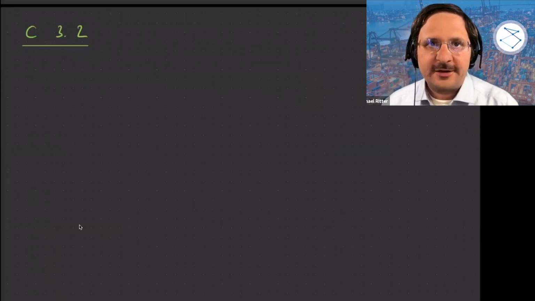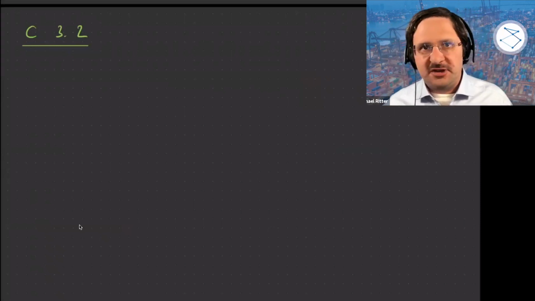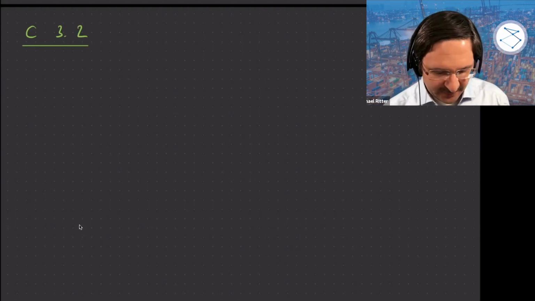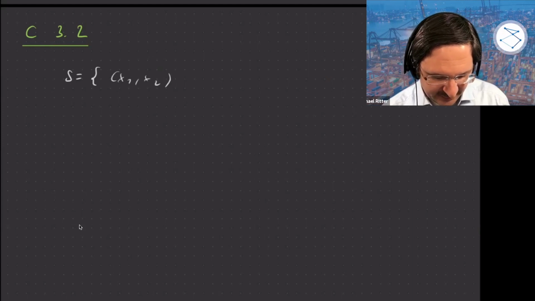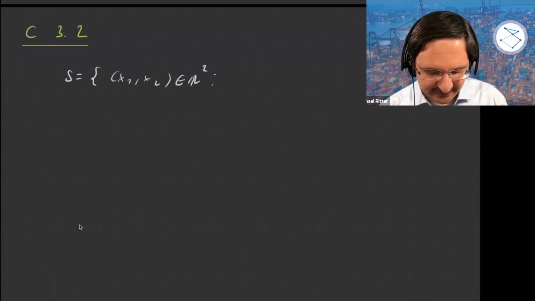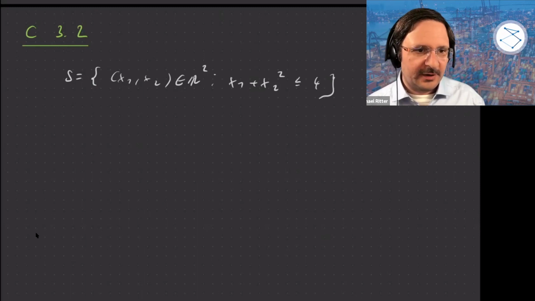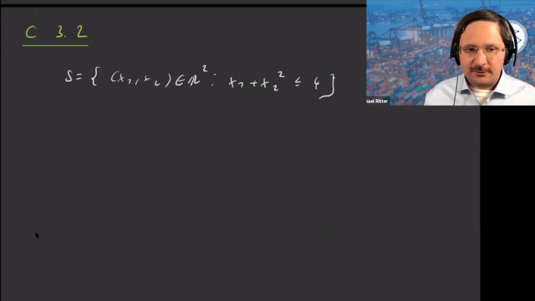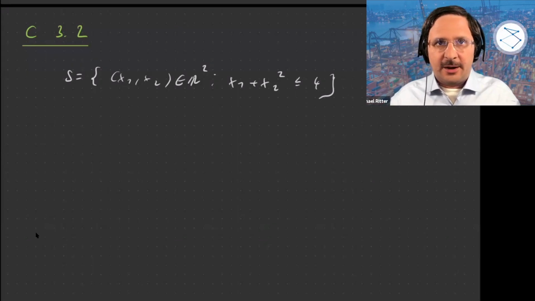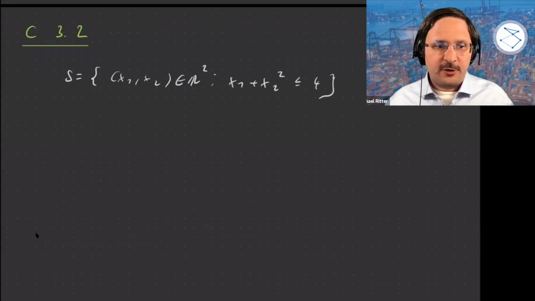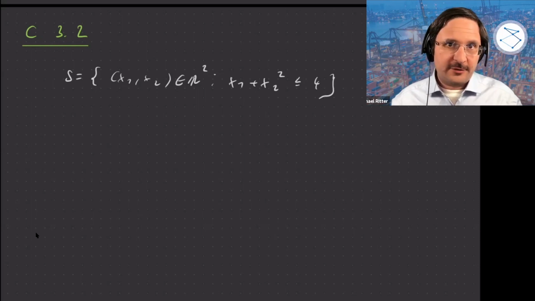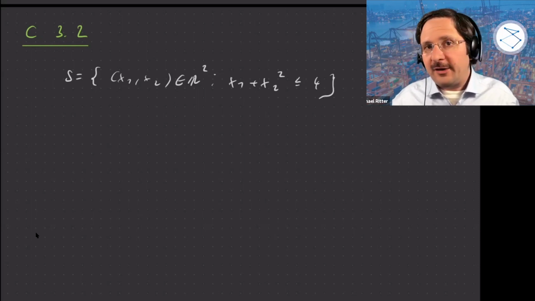Now, 3.2 is about sets, in this case in the plane, or more generally in R to the n. Here we have a set, it's called S, that consists of all points in the plane that satisfy x1 plus x2 squared is less or equal to 4. The question is, how does that set look? Can we draw that? Can we sketch that? What is the interior? What are the boundary points? Is that set open? Is it closed? Neither or both? And is it bounded and or compact?